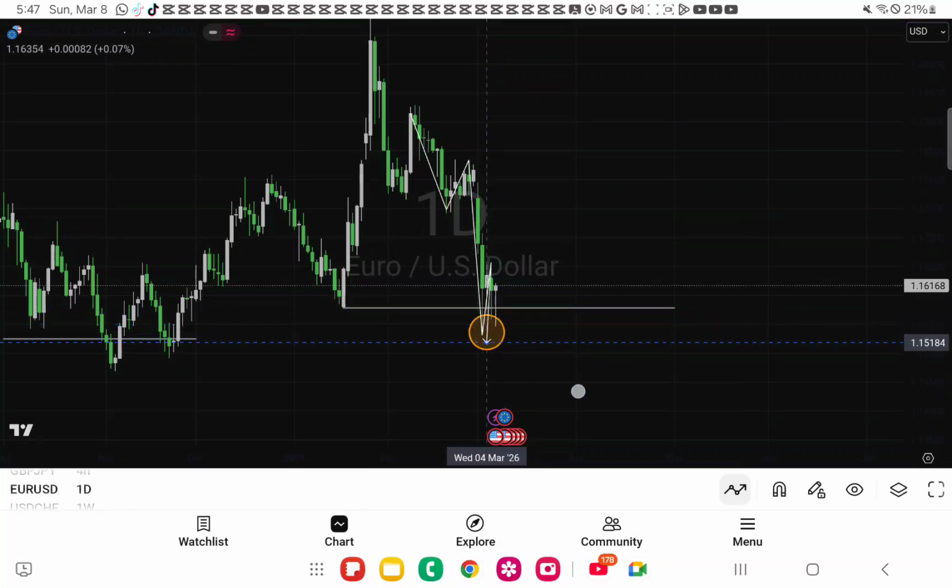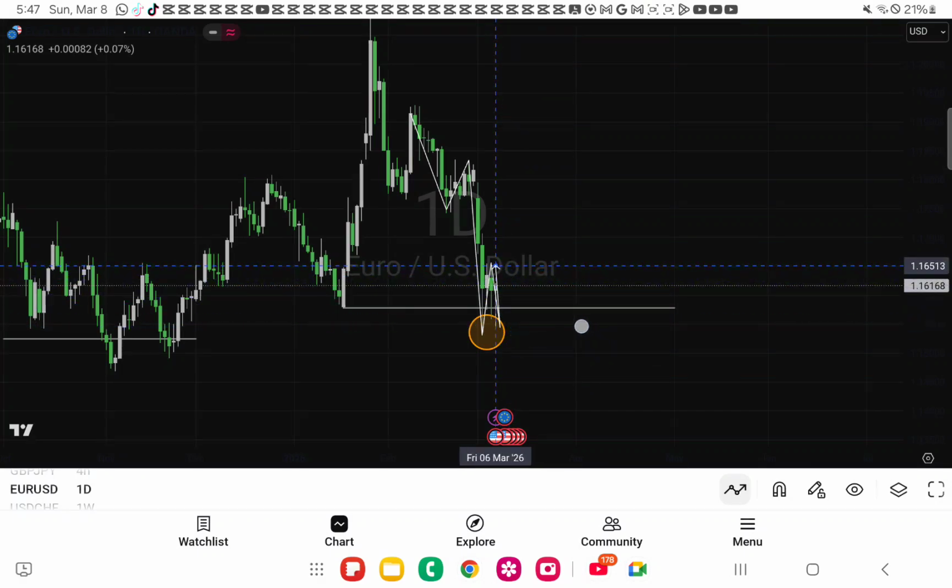It failed to close below this low. This low is a key level. So it failed to close below this low, and it is reversing back to the upside. So this is a failure swing, right? And it's a sign of reversal. It's already a sign of reversal.